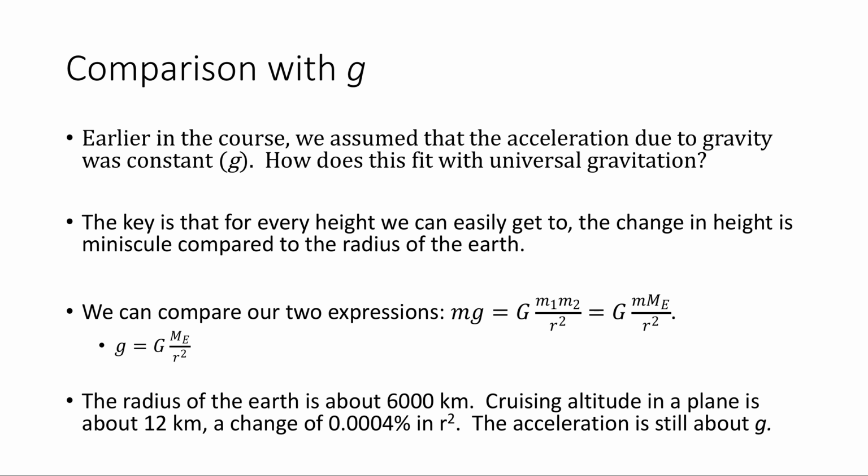Just as a quick comparison, the radius of the Earth is about 6,000 kilometers. Cruising altitude in a plane is about 12 kilometers. If you plug this into the denominator, r squared, that's a change of 0.0004%. That is so small that the acceleration, even at the highest altitude that most humans ever reach, is still about g. So no matter what we do, as long as we're sufficiently close to the Earth that we can assume that r squared basically isn't changing, then this law of universal gravitation exactly explains this apparent constant g.